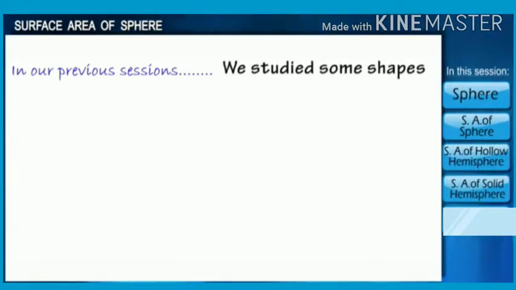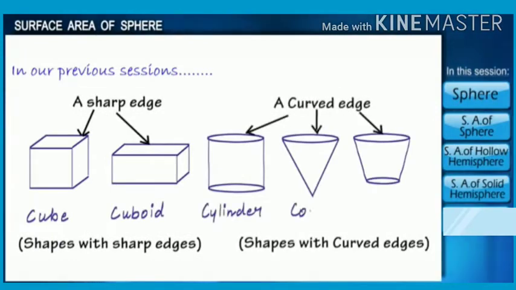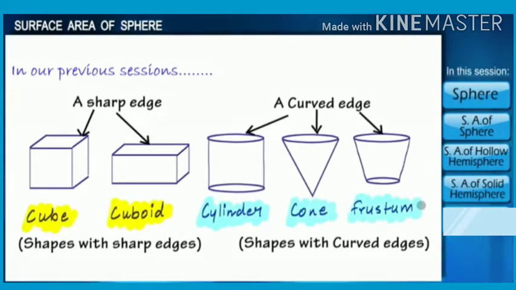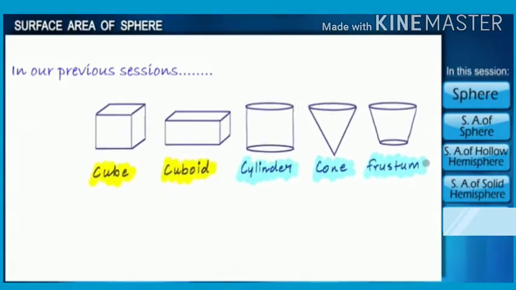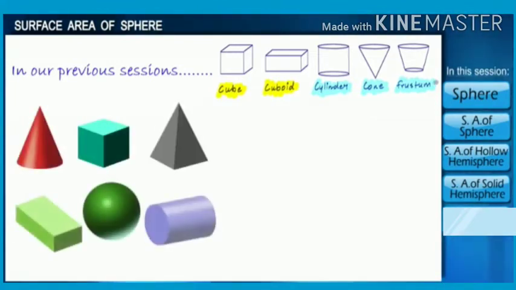Hello everyone. In our previous class we have studied some shapes. We started with shapes with sharp edges like cube, cuboid, followed by curved shapes with curved edges like cylinder, cone. Before starting our new shape, I want to ask one question.